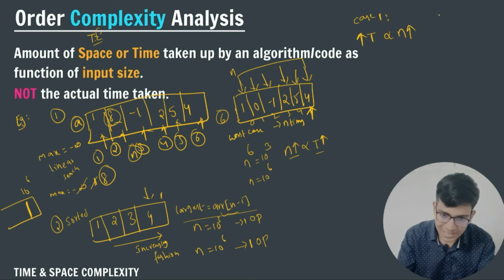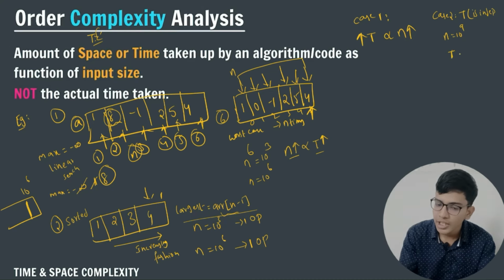Okay, so in the second case, time is independent. Suppose n is equal to 10 to the power of 9, but how many operations am I performing? I am performing one operation, that is constant operations. So these are constant operations. So time is not dependent on n.